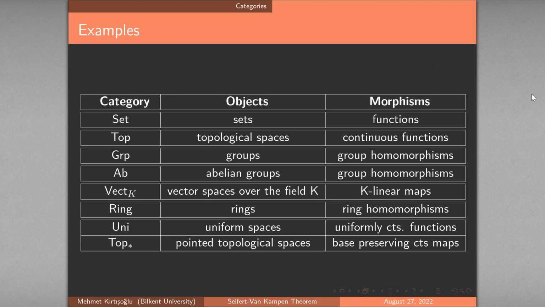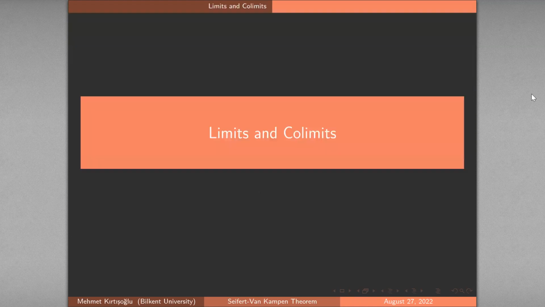These are a few examples here. You can think of the category Set. Objects are the sets and the morphisms are the functions. An important example here is the vector spaces over the field K, where the morphisms are the K-linear maps. And our concern here is Top star, which is pointed topological spaces, with base-point preserving continuous maps as the morphisms.